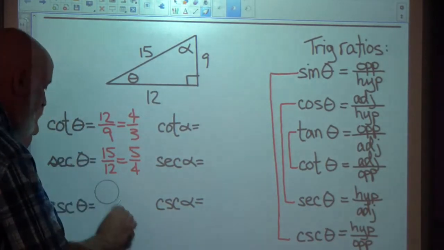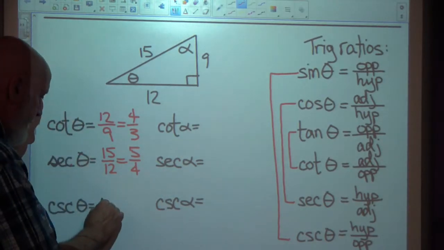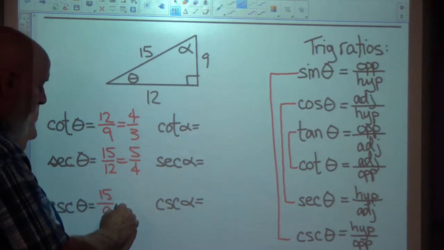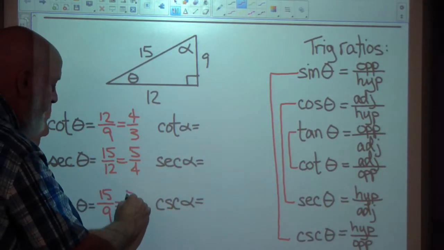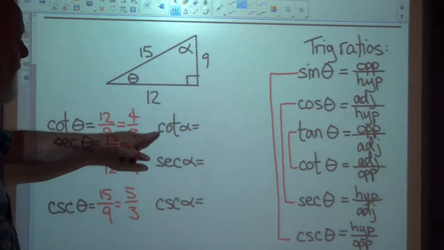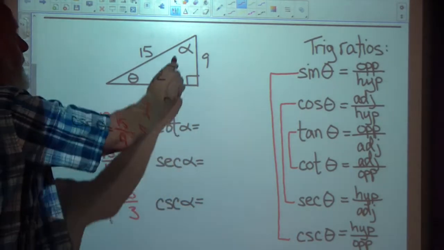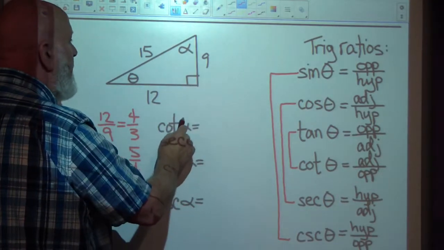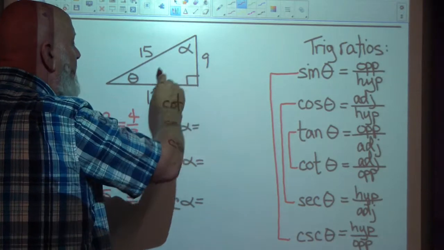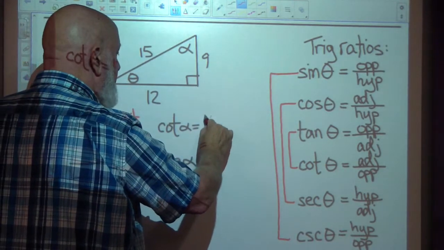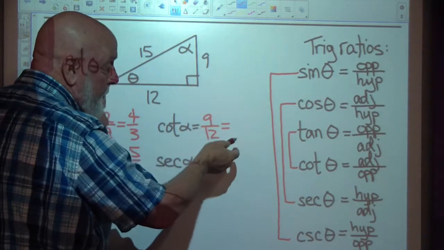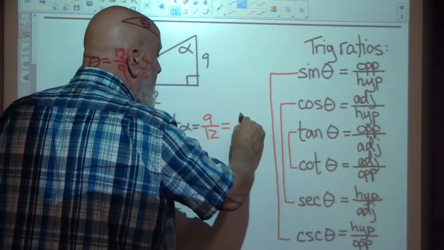That's very sloppy. 15 over 9. Reduce the fraction by dividing the top and bottom by 3 and that will give me 5 over 3. And there we have it. Now we'll find the cotangent, secant, and cosecant from the perspective of alpha. So the cotangent of alpha is the adjacent over the opposite. That would be 9 over 12. Dividing top and bottom by 3 because we can, reducing the fraction, 3 over 4.